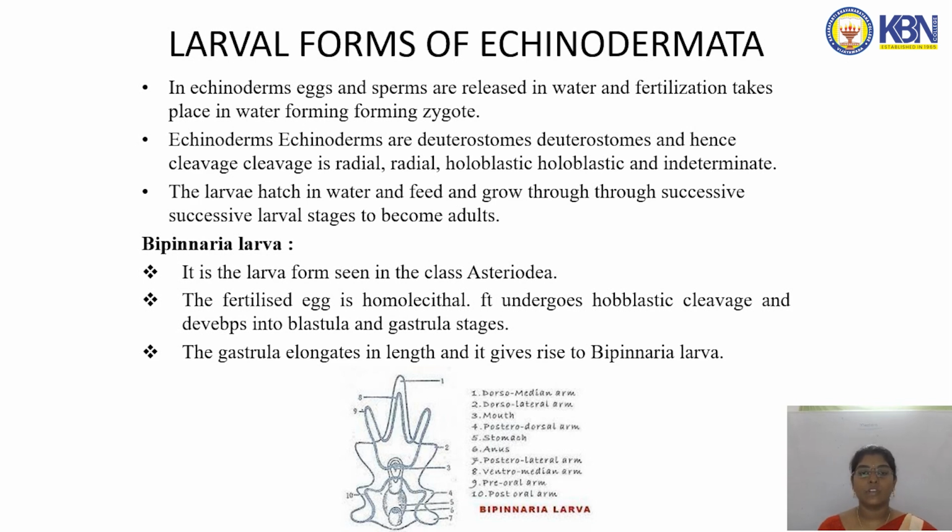First larva, Bipinnaria larva. It is the larva seen in the class Asteroidea. The fertilized egg is homolecithal. It undergoes holoblastic cleavage and develops into blastula and gastrula stages. The gastrula elongates in length and gives rise to Bipinnaria larva. Below we can observe the diagrammatic representation of Bipinnaria larva.